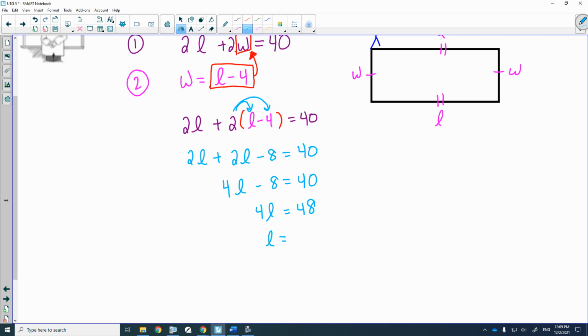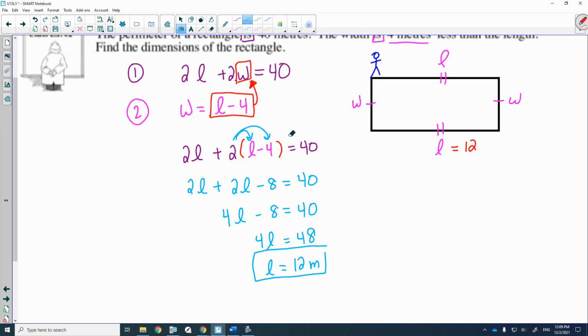What do you have L equal to? L is equal to 12 meters. Yep. So the length of this rectangle is 12. What I'm actually going to do for the rectangle questions is go right up here into my diagram and substitute in 12 for the length.